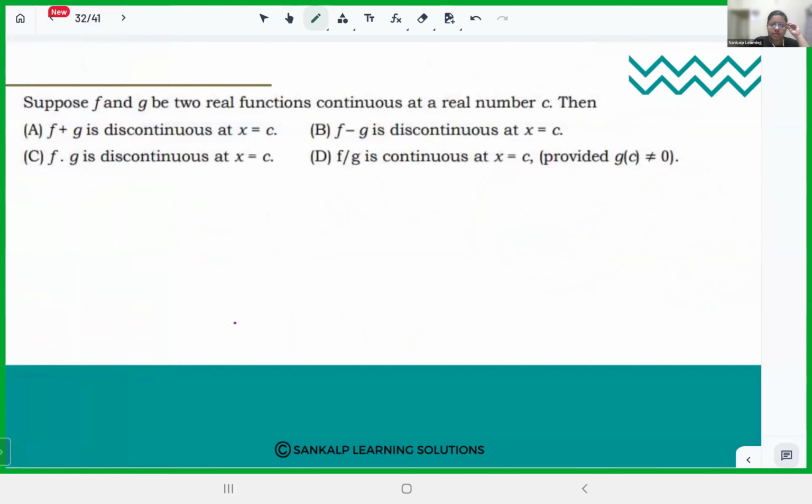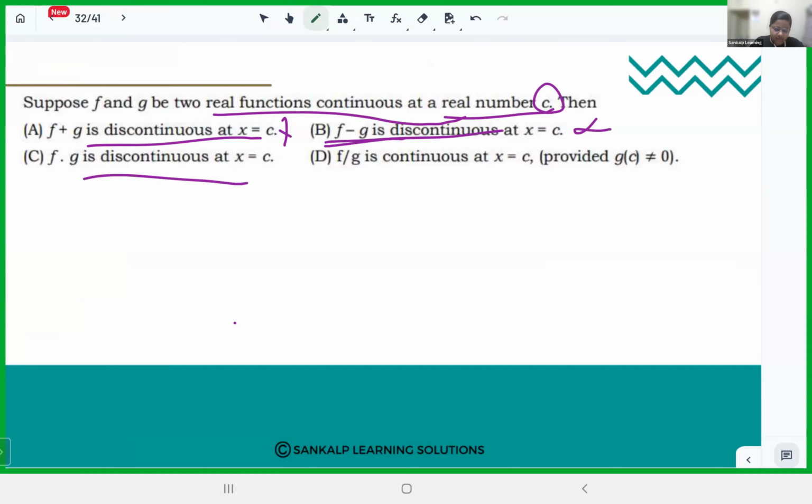Suppose f and g are two real functions continuous at a real number c. Then we know if f and g are two continuous functions, then f plus g, f minus g, f into g, f by g are all continuous, right? Here they have given that f plus g is discontinuous, so it is wrong. Then f minus g is discontinuous at x equal to c. Here they have given that these functions are continuous at c, so definitely f minus g is also continuous at x equal to c. So this is also wrong.